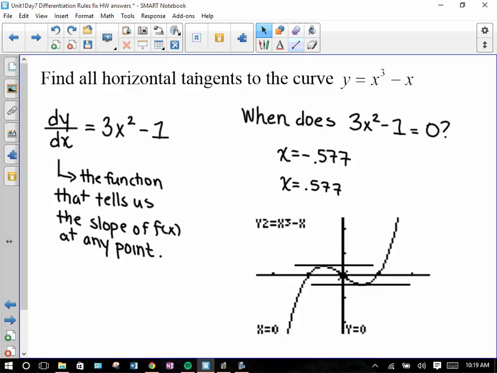Alright. One more example. So again, finding horizontal tangents. Where does the derivative equal 0? Okay.